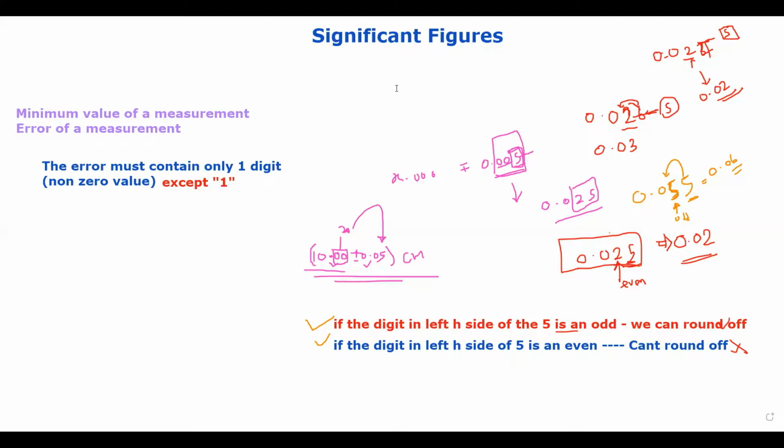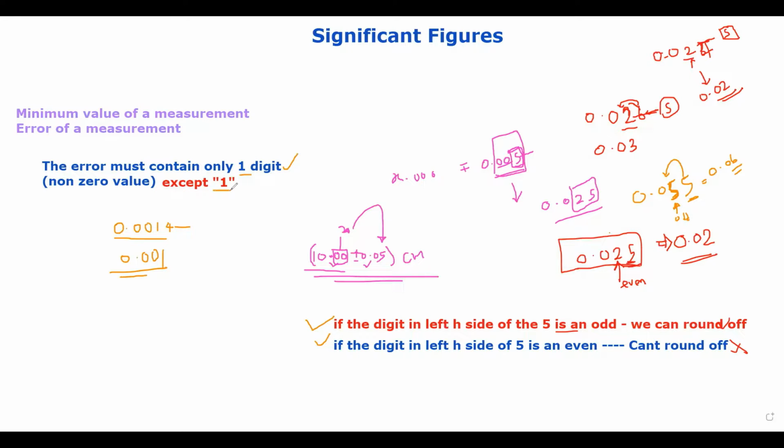We can't put only 1. Can you understand? That means, imagine this is an error: 0.00114. As I said previously, the error must contain only one digit according to this. So if you round off this, 4 is less than 5. So the final answer is 0.001.